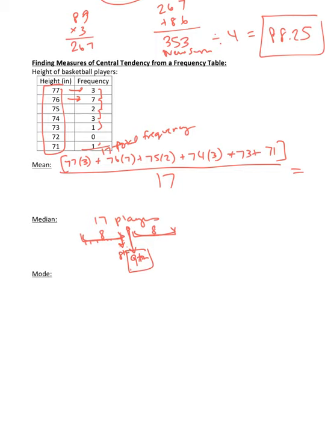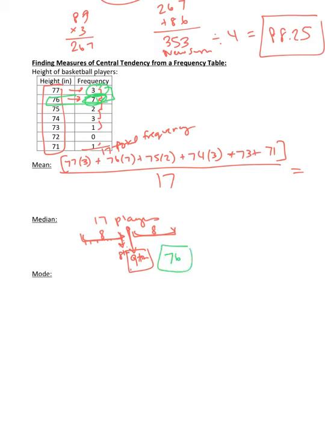So what you do is you add your frequencies. You go to your frequency table and you add up the numbers in this right column until you find the 9th person. So I'll do this in green. I'm adding 3 plus 7 is 10. So the first 10 players are in here. So the 9th player must be in this group of 7. He's a 76-inch tall player. So 76 is my median.